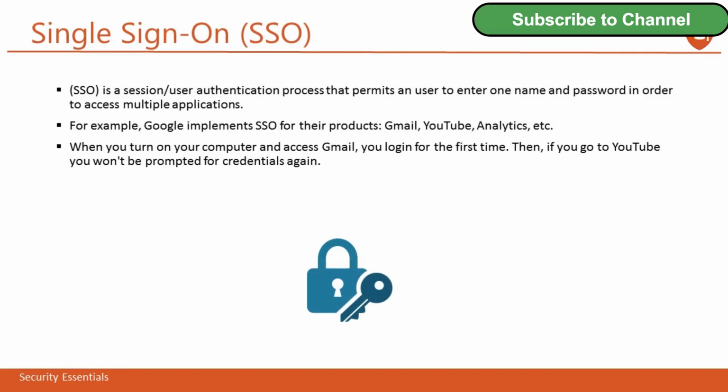Next we have single sign-on, or SSO. Single sign-on is a session user authentication process that permits a user to enter one name and one password in order to access multiple applications. A good example of this is Google. Google implements single sign-on for their products like Gmail, YouTube, Google Analytics, and so on. You only enter one password to access these products.